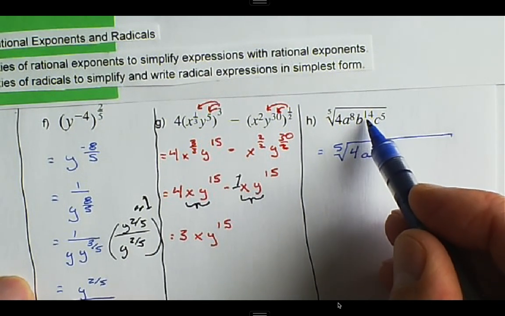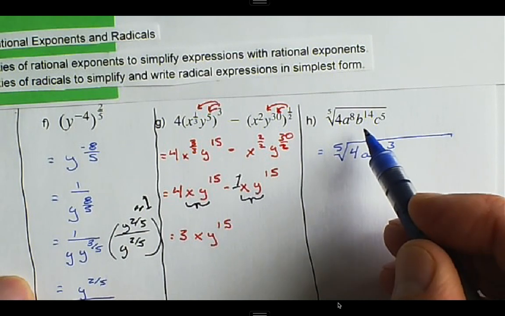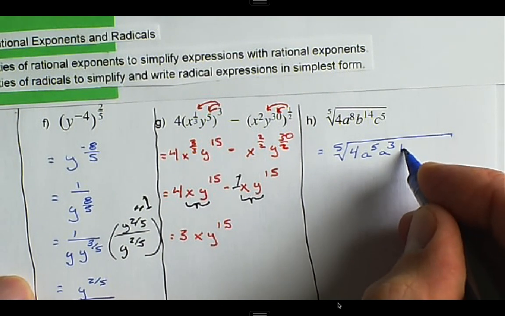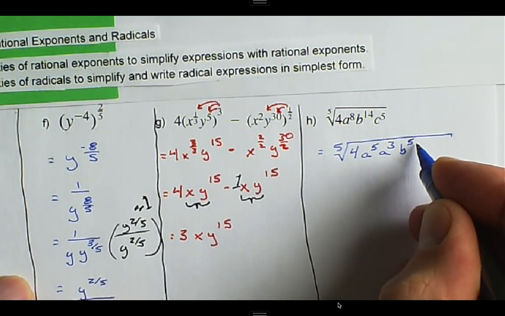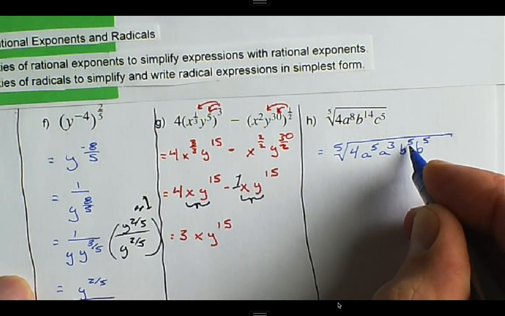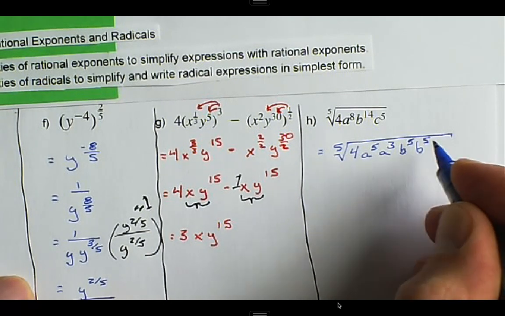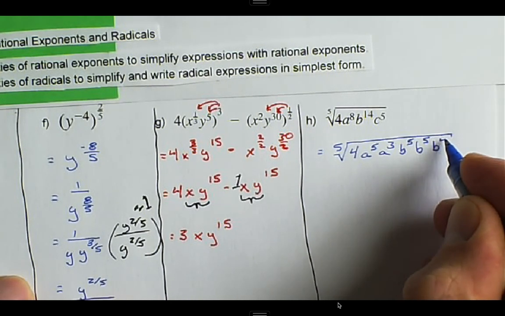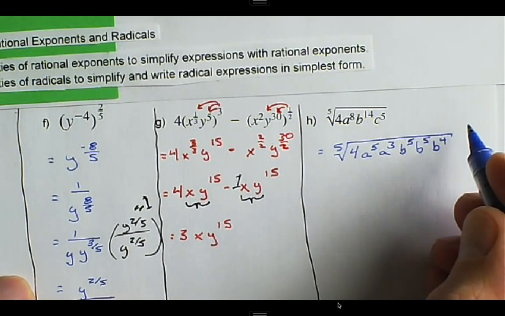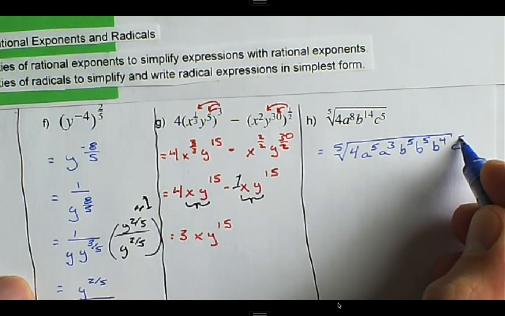B to the 14th, that's 5 twice with some left over. So b to the 5th and b to the 5th. 5 plus 5 is 10, so we have 4 left over. B to the 4th. And c to the 5th is just c to the 5th.